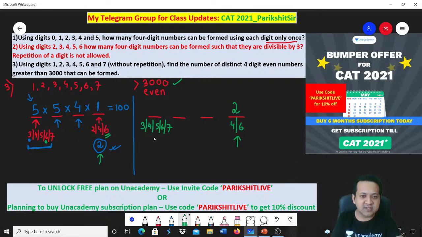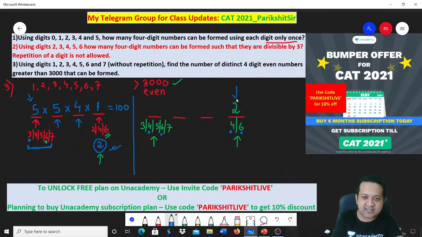Next, thousands place. What about the thousands place? Remember, in the thousands place, repetition of digits is not allowed. So think about it again. If you have selected a 4 in the units place, you cannot be selecting a 4 in the thousands place. Similarly, if you had selected a 6 in the units place, you cannot be selecting a 6 again in the thousands place. So one option is gone.